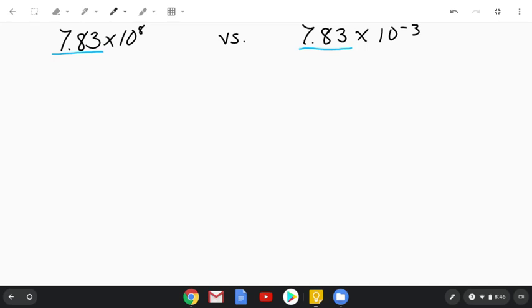So this first number I know represents a really large number because it has this positive 8 as an exponent. That means that I'm multiplying this number times 10 8 times. So 10 times 10 times 10 times 10 times 10, right? 8 tens multiplied by each other times that coefficient number underlined in blue.